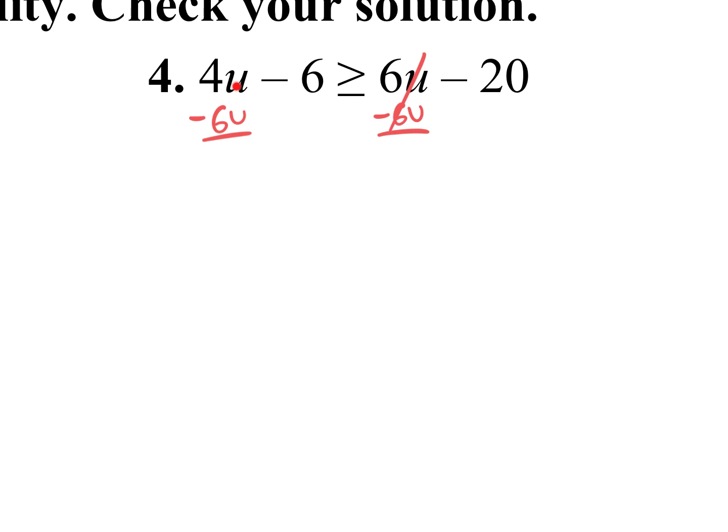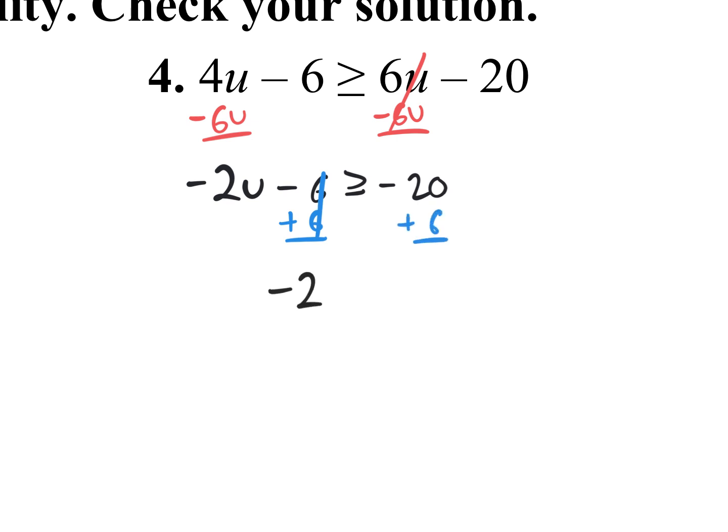And obviously, you're going to subtract the u's from u's, not from the 6. You can only do like terms. So anyways, 4u take away 6u is a negative 2u. And you bring down the minus 6, bring down the greater than or equal to, bring down the minus 20. And from there, we want to get u by itself. So we're going to get rid of the minus 6 by doing the opposite, plus 6. Now we do to one side, do to the other side, plus 6. You're going to have negative 2u is greater than or equal to negative 14.